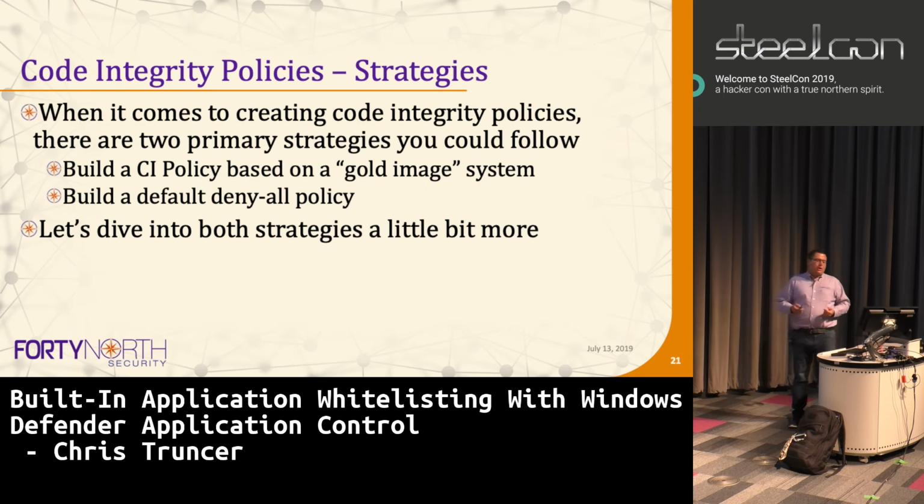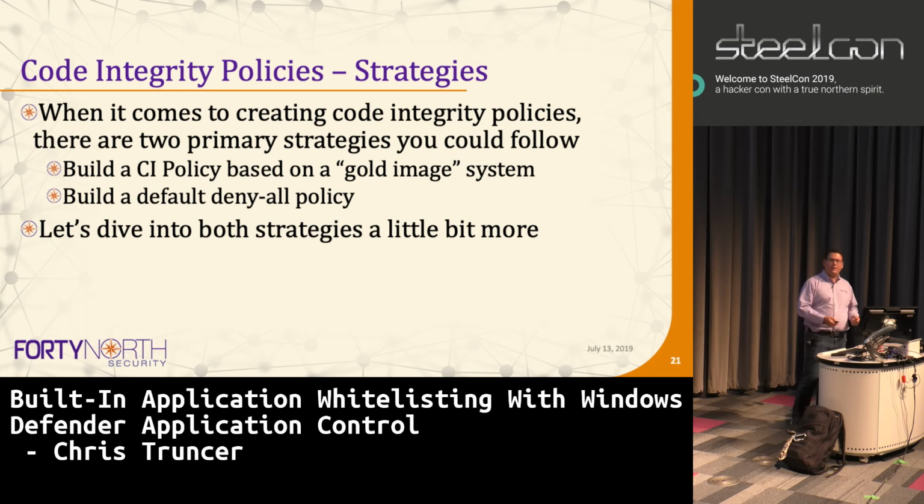So when it comes to creating code integrity policies, there are 2 primary strategies that people seem to follow. It could be to build a code integrity policy based on a gold image system. This is usually what we'll see in an environment where application whitelisting is deployed. People will take a normal workstation, install the applications that an employee normally needs to run to do their job, and then once they have everything installed, they'll perform some sort of scan or sweep on that system. And they'll base rules on what's allowed to run based on the applications that are currently on that system.